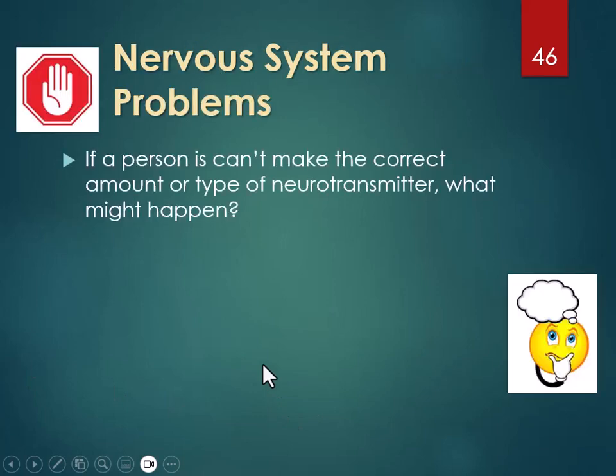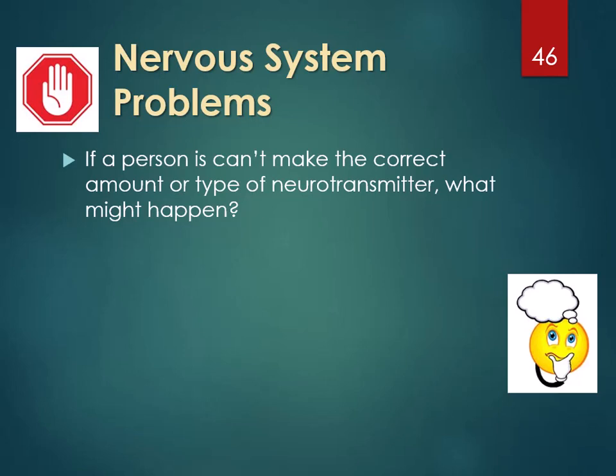Last but not least, a lot of things can go wrong with the nervous system, and we don't know very much about it. Even though we've learned gobs of information, we still don't have a good understanding of how the brain works or how to measure the levels of different chemicals and hormones that might be there at any given time. If the person can't make a neurotransmitter or can't make the right amount, what might happen? And we don't always know.